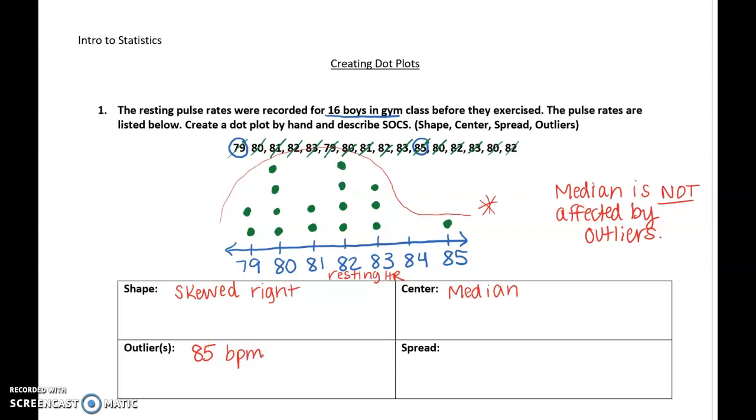And then the spread is your range. It's your maximum minus your minimum. In this case, my maximum is 85. My minimum is 79. So I'm going to do 85 minus 79, and I get a range of 6 beats per minute.